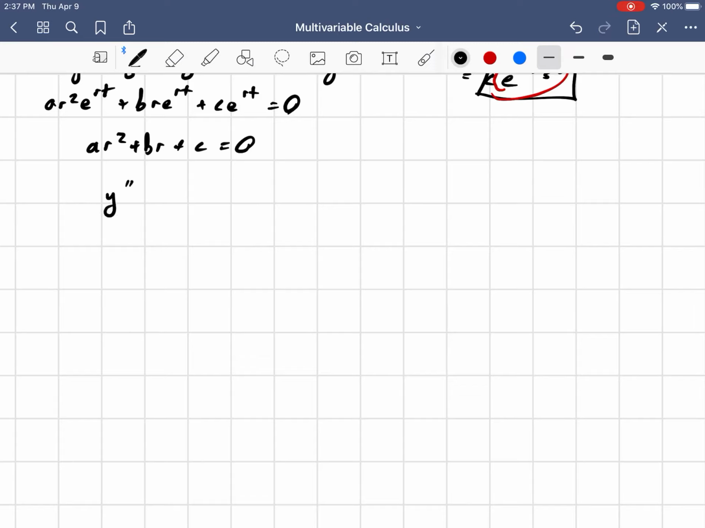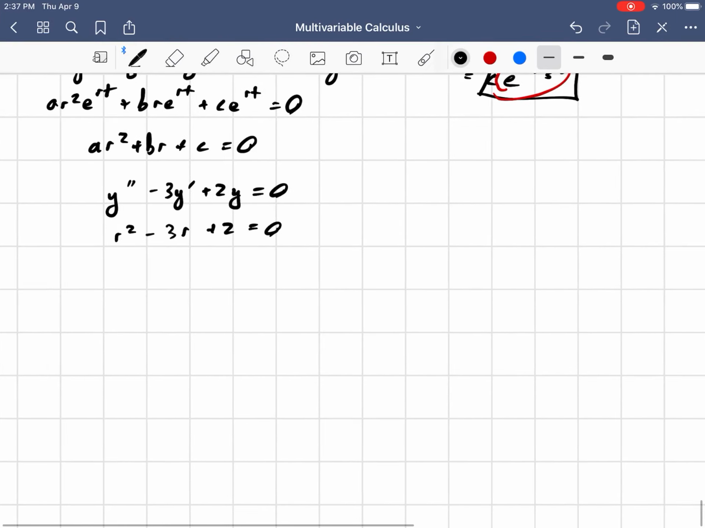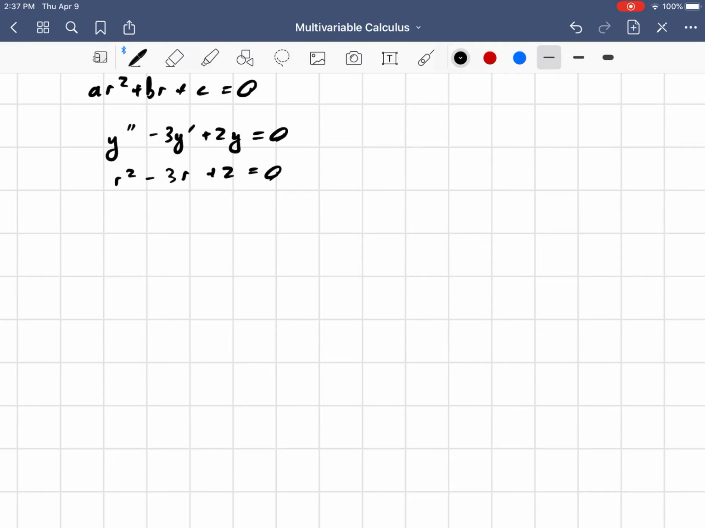So let's do an example here. Let's do y double prime minus 3y prime plus 2y equals 0. Its characteristic equation is r squared minus 3r plus 2 equals 0. And I just pulled this equation out of thin air, but literally all I said to myself is, what's a polynomial that factors nicely? And that's what most textbooks do, and that's how they get these differential equations.